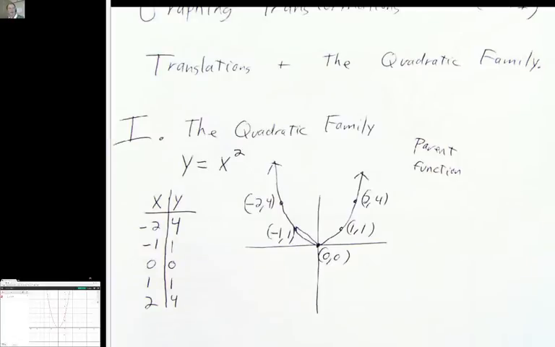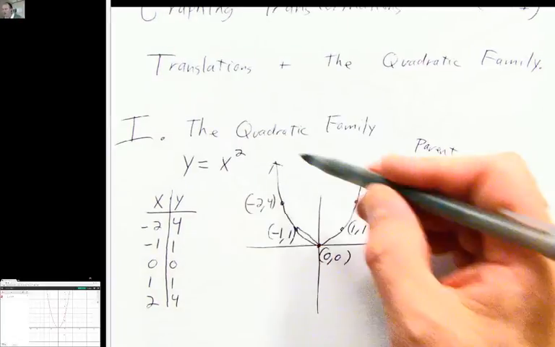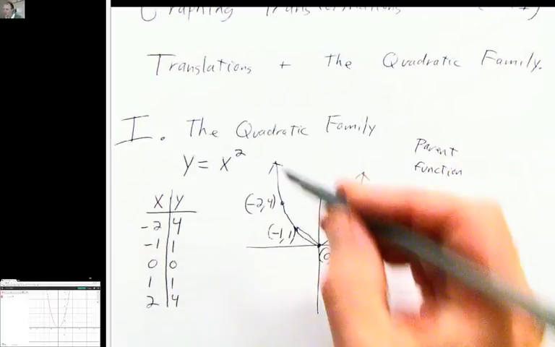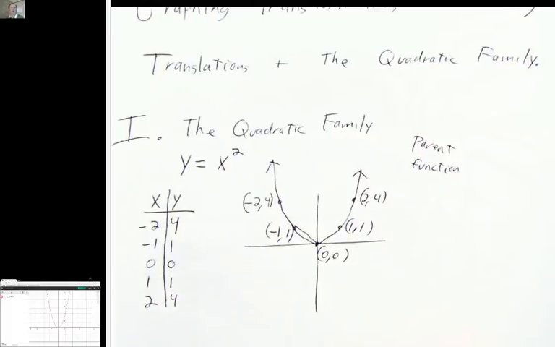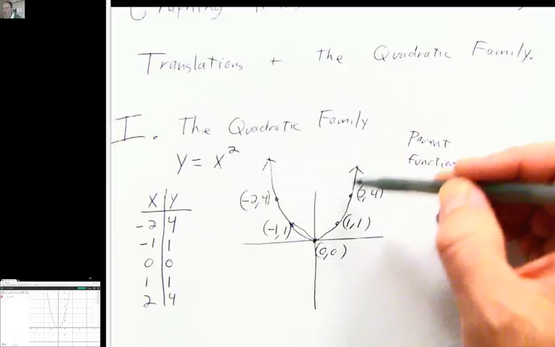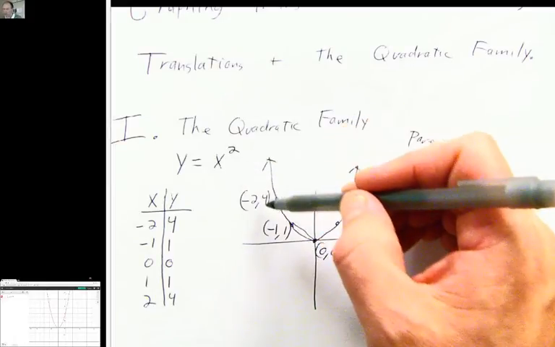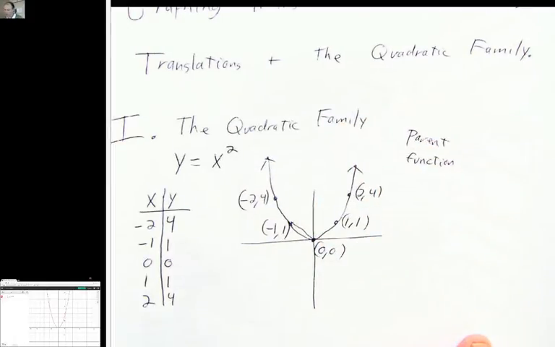So that's the quadratic family. Anytime you graph any kind of x squared graph, your graph should, for all intents and purposes, look just like this shape here. Maybe it'll be pointing up, maybe down, left, or right, maybe it'll be stretched, maybe it'll have a different look to it, but at the end of the day, it should look like this general U-like shape.